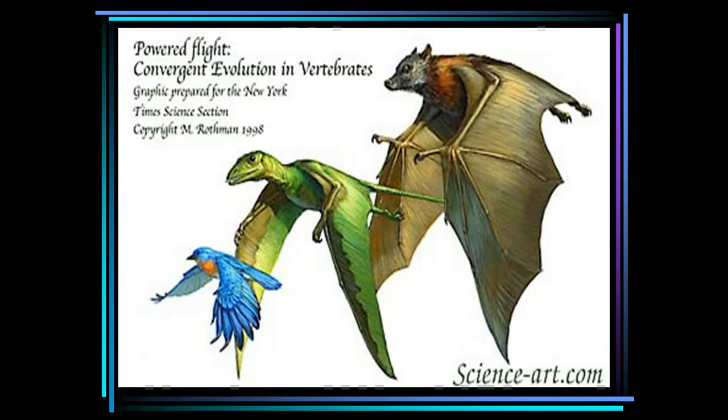Here's another example of convergent evolution. Even though these organisms do not have a common ancestor, they all have the ability to fly. Bats are mammals. Birds are not mammals. This would most likely be a reptile. So even though they don't have the same ancestor, they need similar morphology. They need similar structures in order to be able to fly.